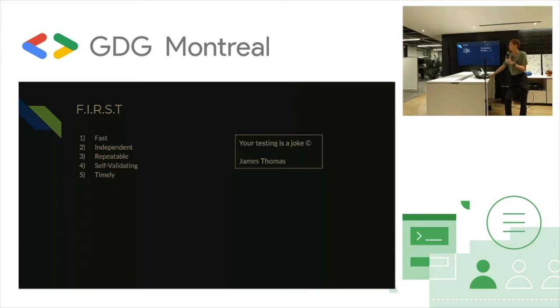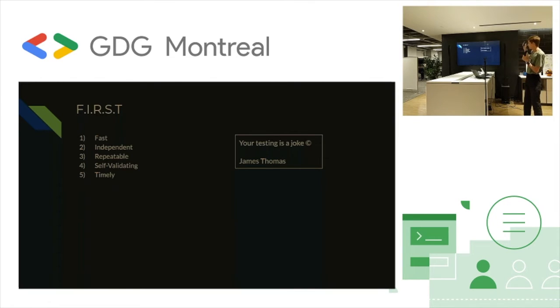And about those rules, a friend of mine a few years ago told me about the Eurostar talk by James Thomas, which was called "Your testing is a joke." And I really like this line. I like it so much I've stolen it to use here. The talk itself was about a little bit different things, but it fits here pretty well because your unit tests should be fast, short, and on point. That's the main idea we have with unit tests.